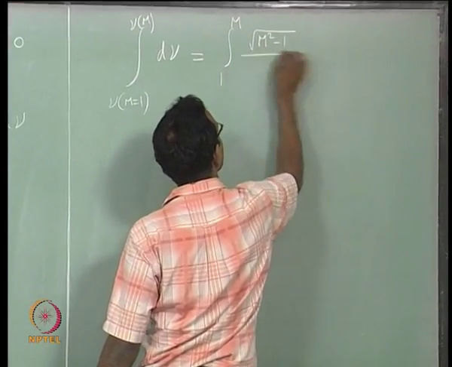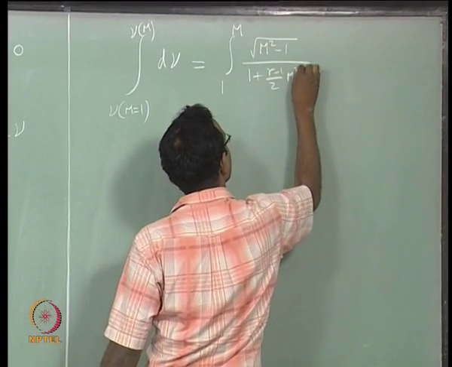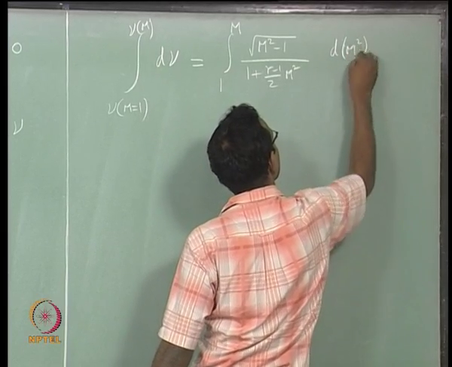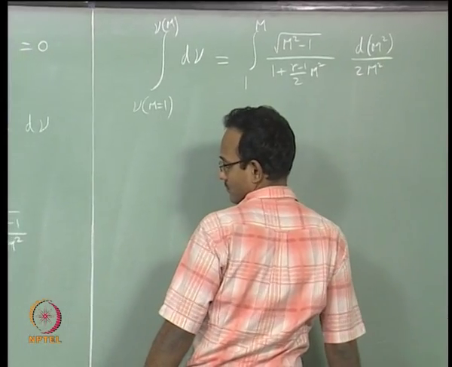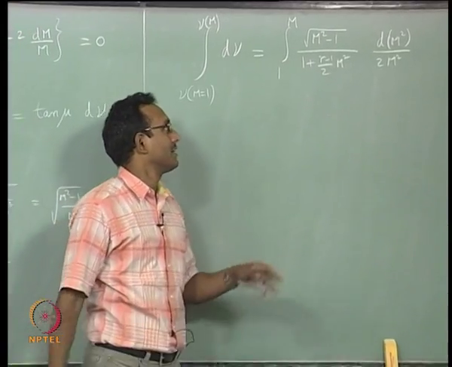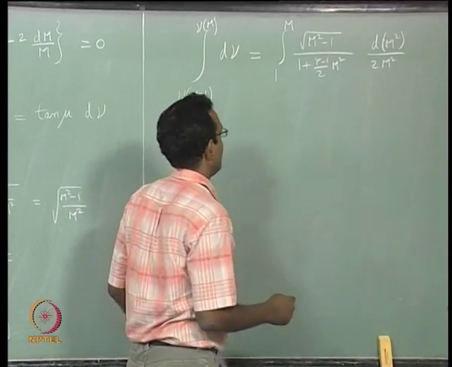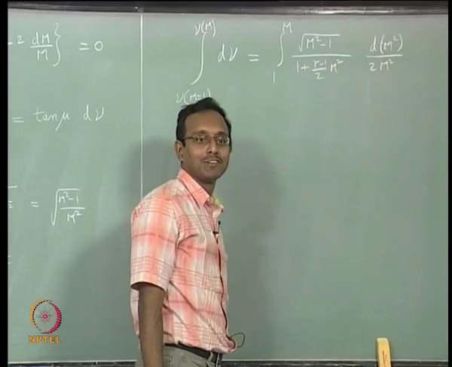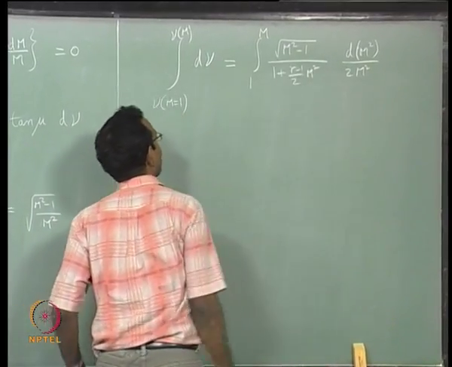square root of M squared minus 1 divided by 1 plus gamma minus 1 by 2 M squared, d of M squared, divided by 2 M squared. This is the function I have. Now let us say I know how to integrate this. You can just tell directly that a 1 plus x squared kind of form will give you a tan inverse function. It's not just a simple thing because it's also having another term.